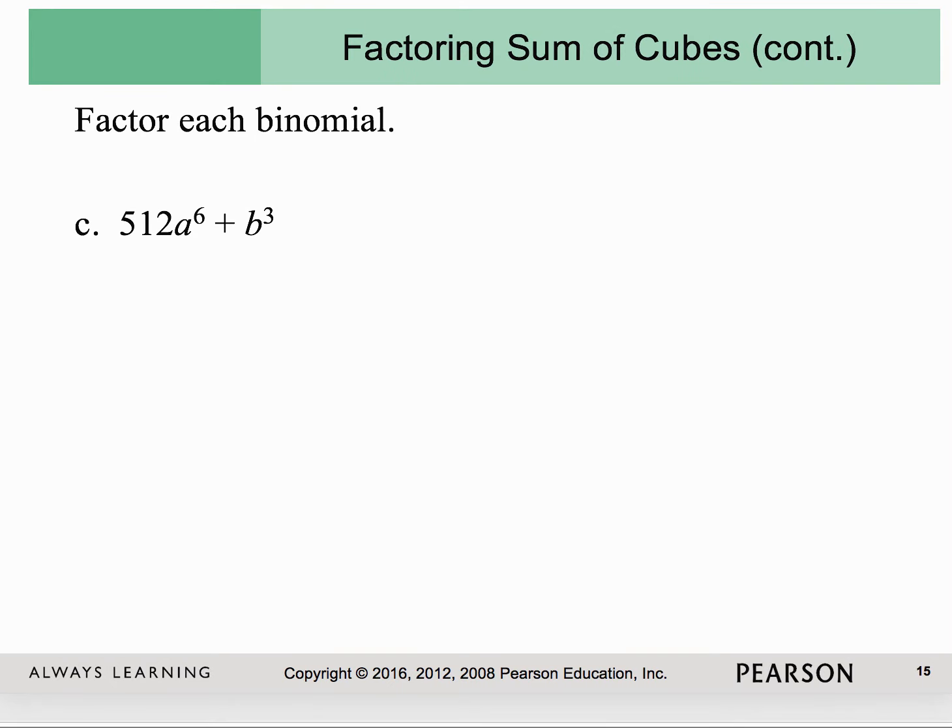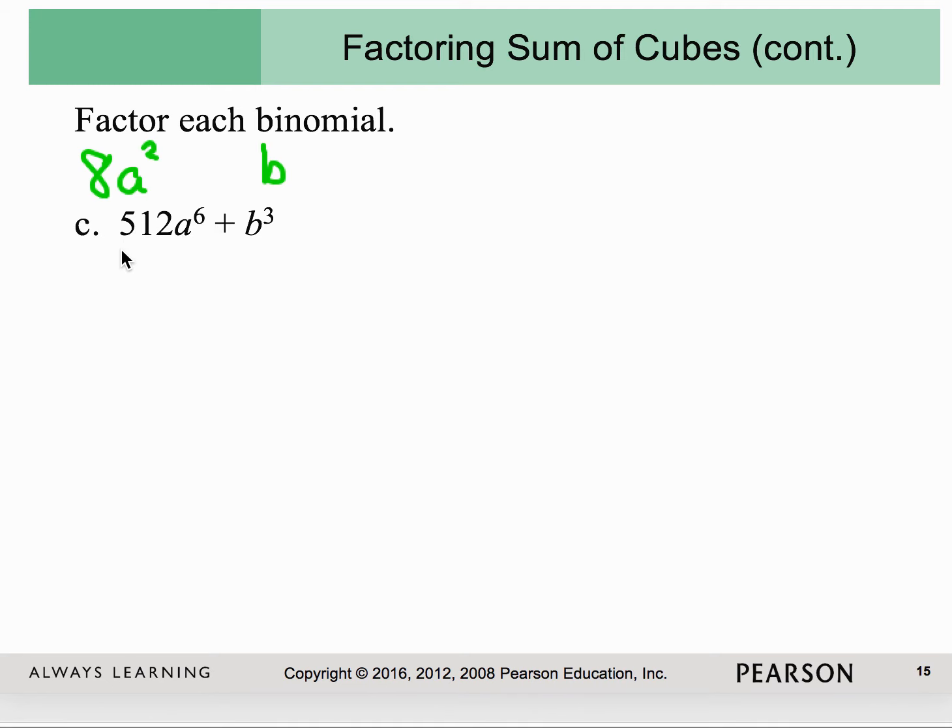One more, and it looks like it's cubes also. So what do you think the cube root of 512 is? Right on, if you still have your list, it's an 8. What's the cube root of a to the 6th? Right, a squared. And the cube root of b cubed is b.